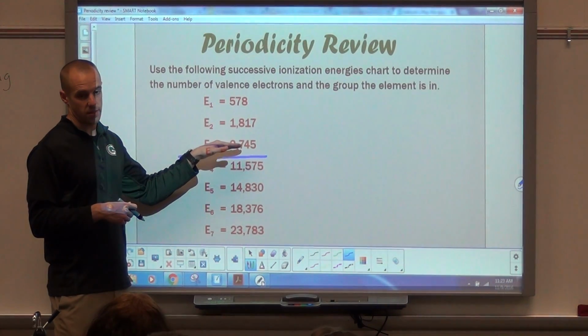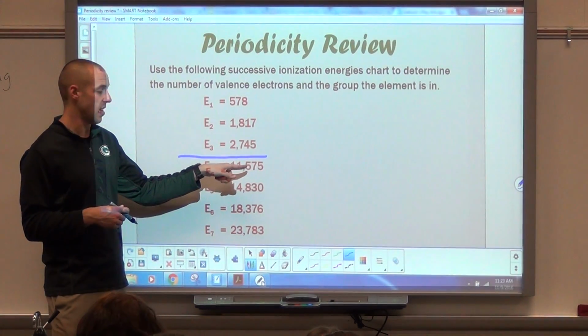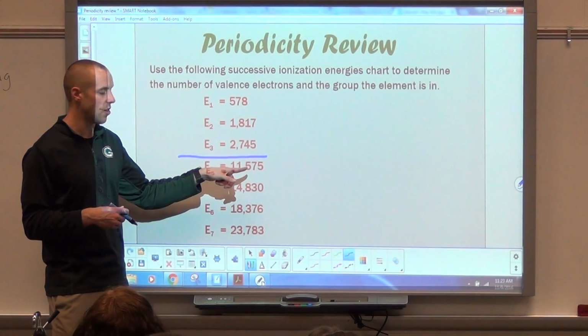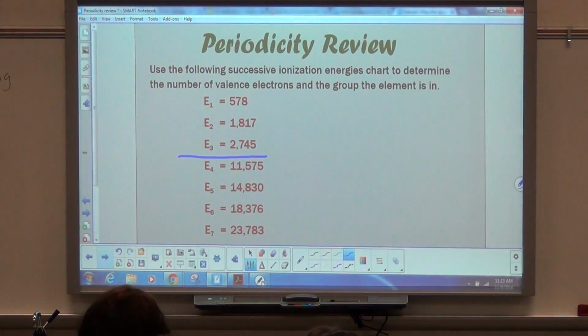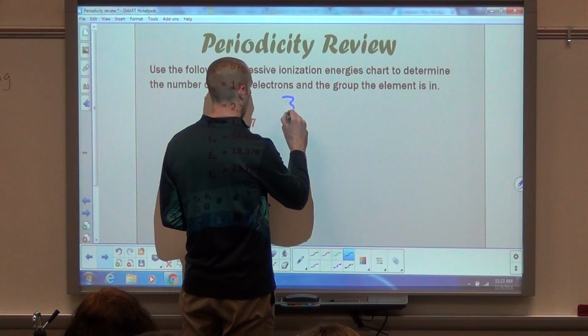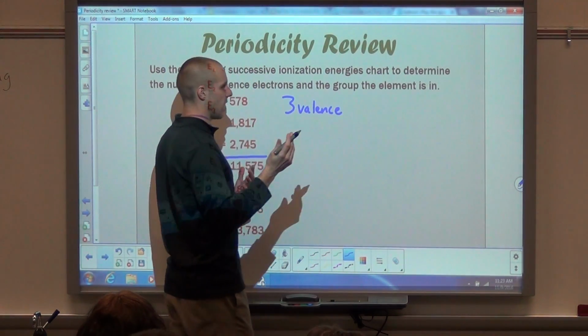Does that make sense? So don't call this 4. When people get these wrong, what they'll do is say it has 4 valence electrons because they put it right here. It says 3 valence electrons. Wherever the large energy is, it's now a core electron. It takes a lot of energy to take that away. So now we would write that it has 3 valence electrons. We can't determine exactly what element this is because there's more than one element that has 3 valence electrons.